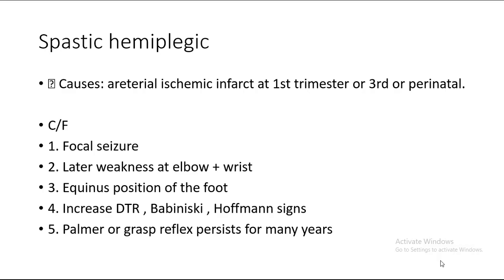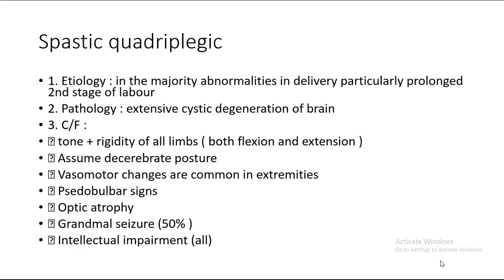Here there is an increased incidence of seizure, usually focal seizure. And again, the child shows pyramidal features on the affected side. The cause is arterial ischemic infarct at the first trimester, third trimester, or perinatal period.